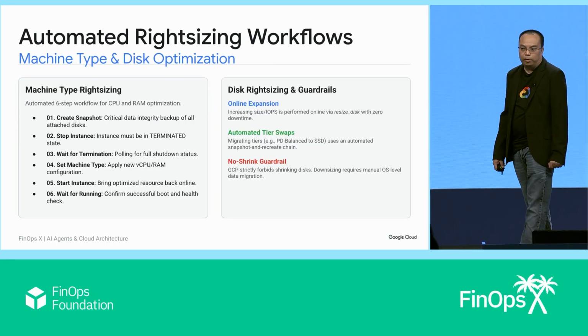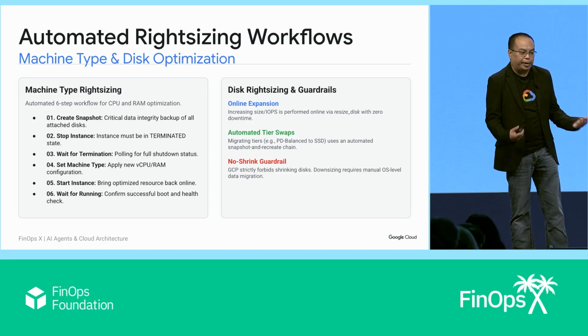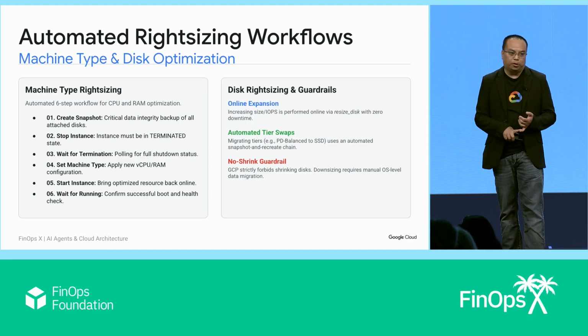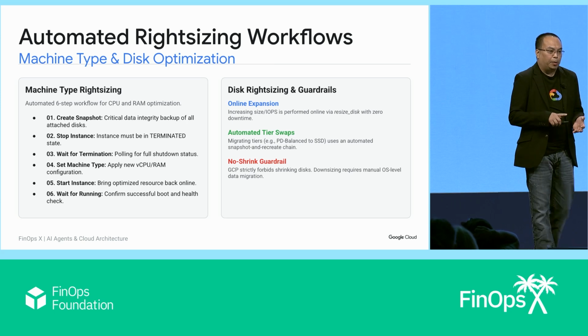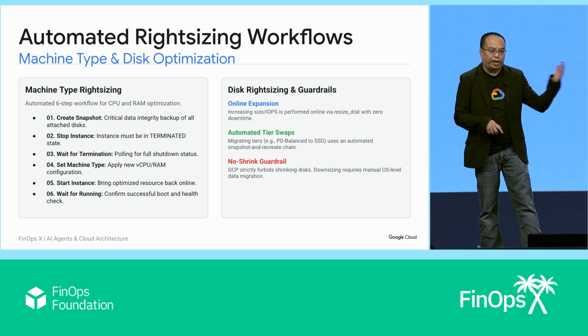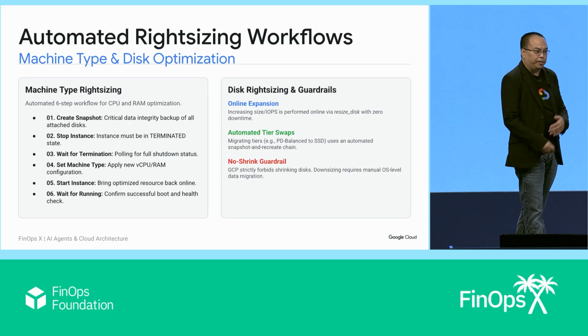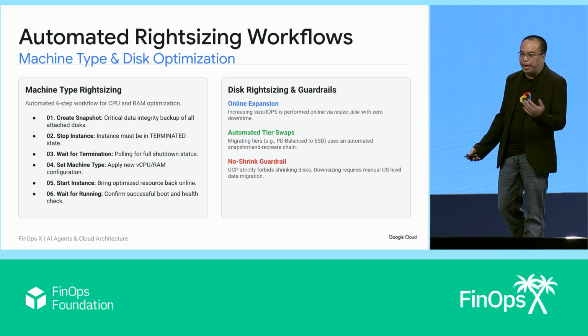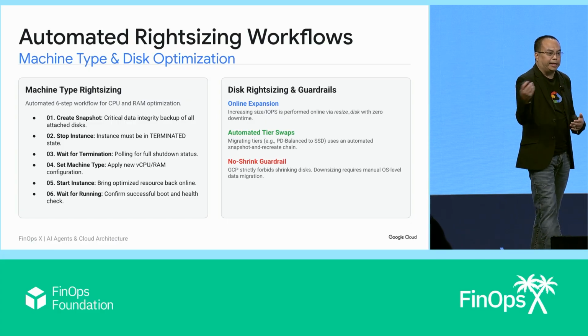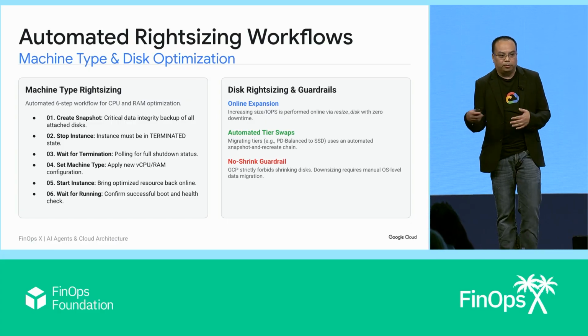And then for the workflows to automate the right sizing, right? Typically, you have to take the snapshots because we want to make sure that the machine's being backed up. We want to stop the instance before we change the machine type, and then we want to restart that instance back up again. And if you make a mistake, no problem, right? We can roll back. There are also some additional guardrails, right? When we're expanding a disk, that's okay, right? We can do that on the fly, no problems.